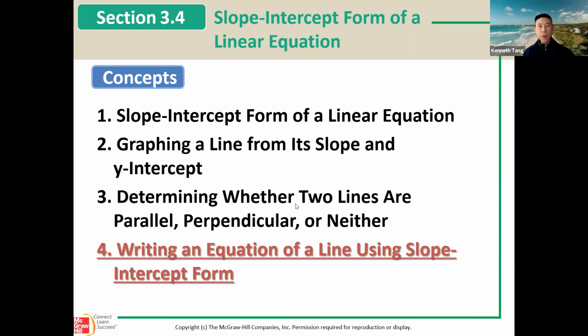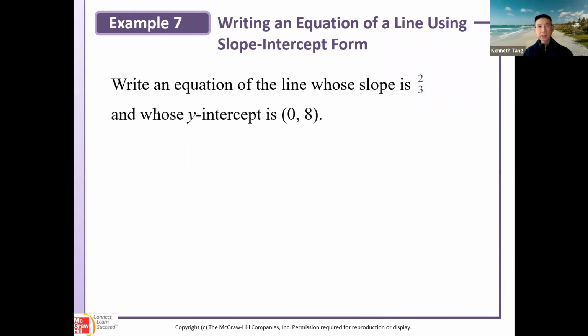Okay, so writing an equation of a line using the slope-intercept form. To refresh everybody's memory, your slope-intercept form has to be y equal to mx plus b. So write the equation of the line given the slope and the y-intercept. The way to write that in slope-intercept form is to begin with y equal to mx plus b, and then you substitute the slope 2/3x, and then you have b equal to 8, and then you're done. So that's your slope-intercept form.